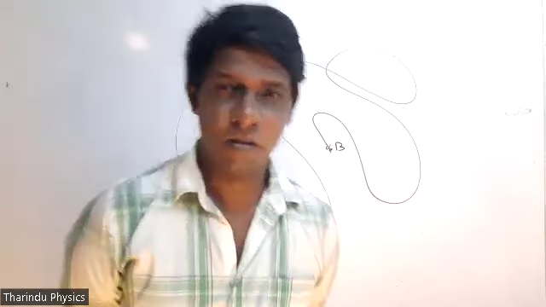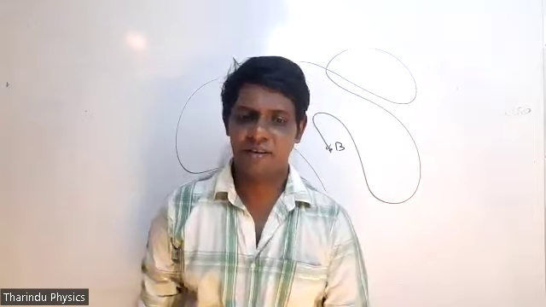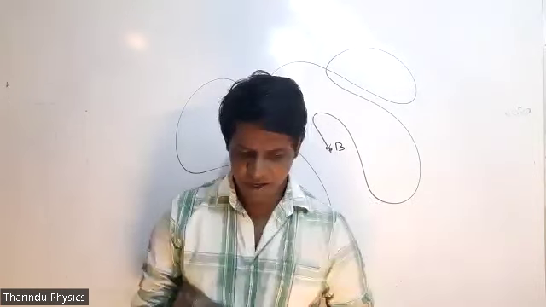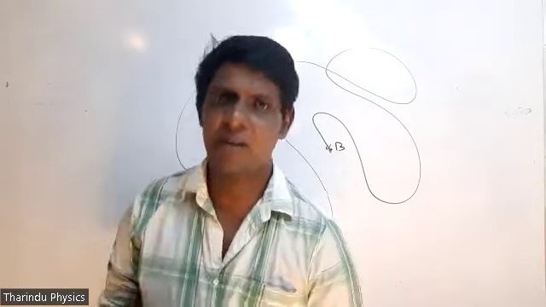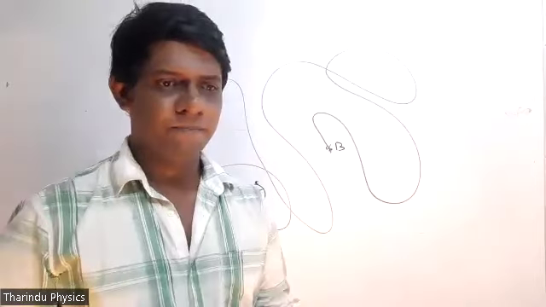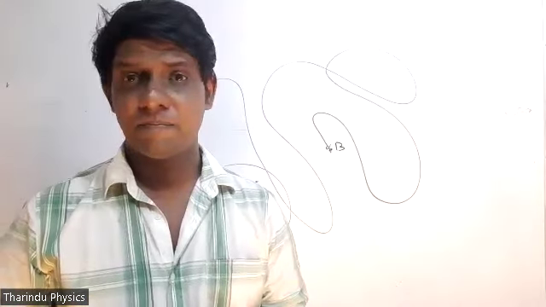Physical quantities with magnitude and a specific direction, known as what? Vector quantity. Vector quantity. Okay.